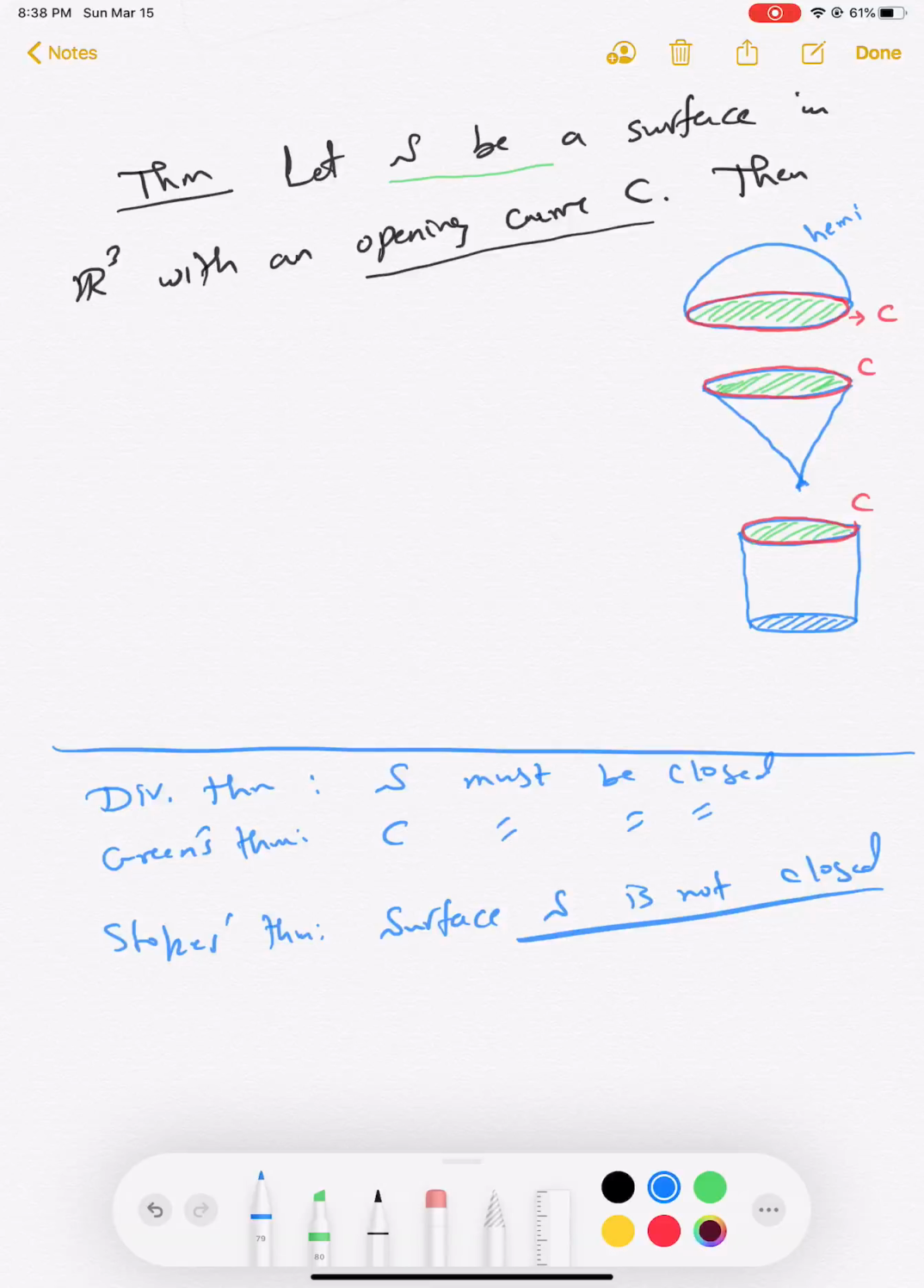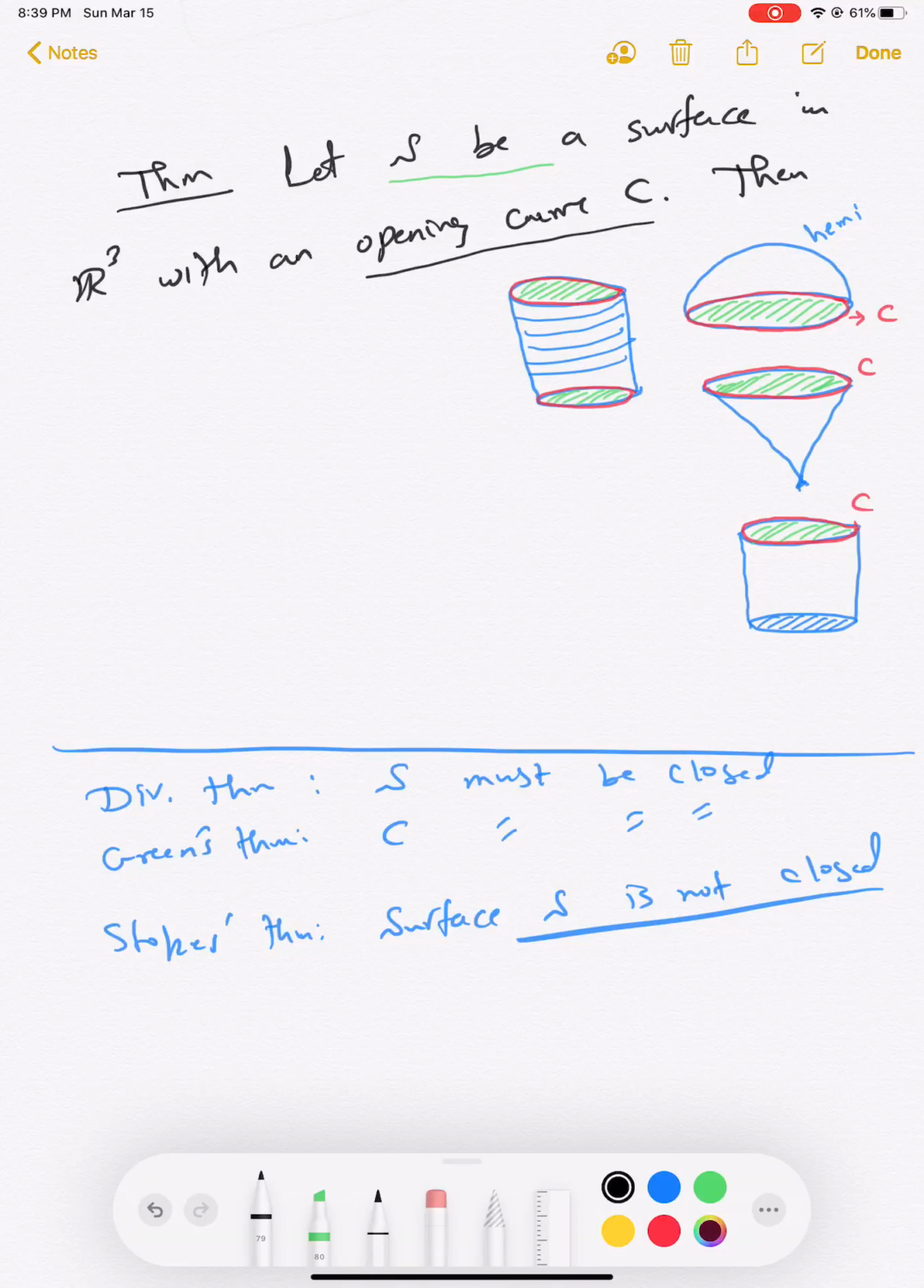For example, if you're dealing with an open cylinder from both sides, from the top and from the bottom, imagine this is your cylinder, this is your surface. In this case, you will have two openings, one from the top and one from the bottom. What is your opening curve? From the top, you have this, from the bottom, you have this. So you will have two opening curves. This is the meaning of the opening curve.